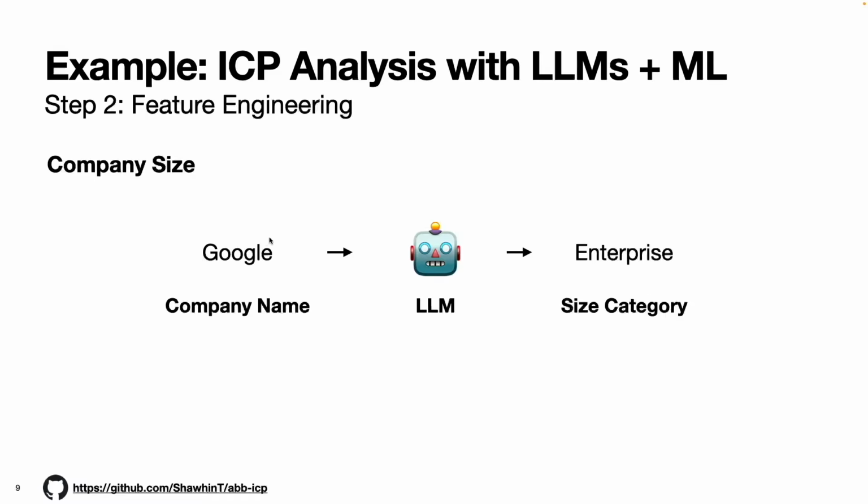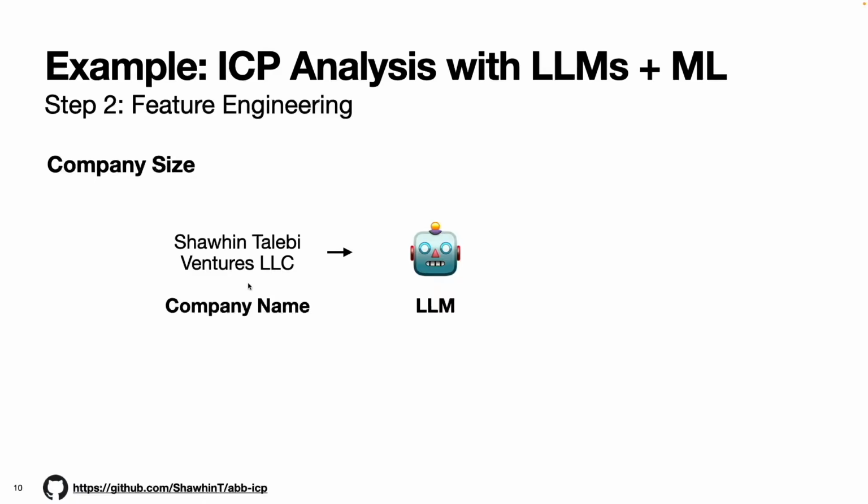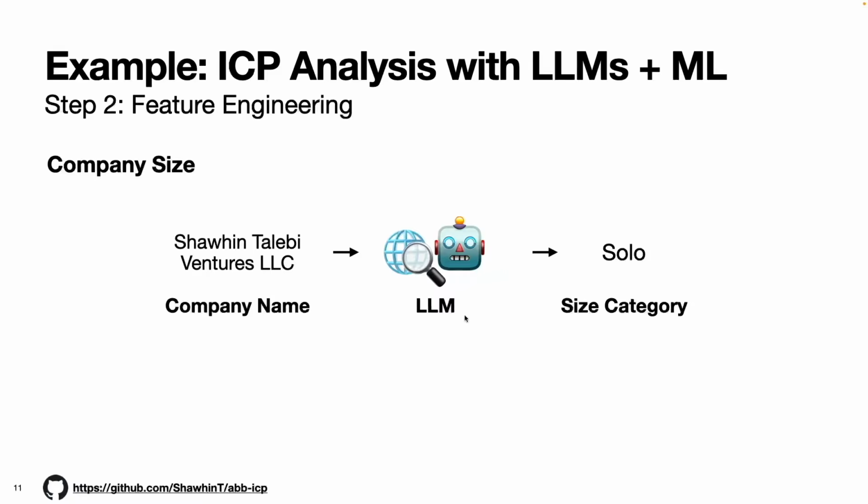While this might work well for very well-known companies like Google, this won't work well for self-employed people like me or small to medium-sized businesses that may not be super well known. So the LLM won't know how to categorize my company based on its pre-training data. However, if we give it access to a web search tool, then it'll be able to search the web to find the publicly available information about my LLC.